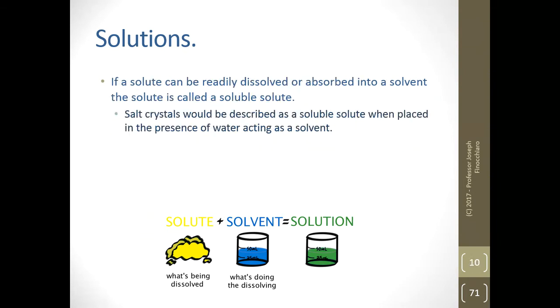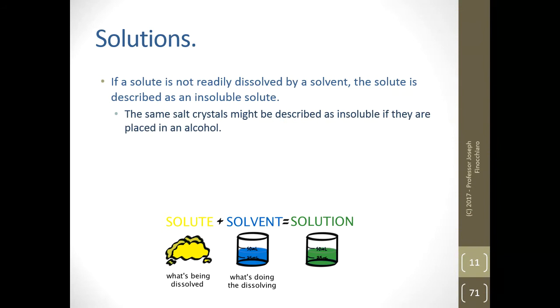If a solute can be readily dissolved and absorbed into a solvent, we call it a soluble solute. Salt crystals would be described as a soluble solute when placed in the presence of water, which is acting as a solvent. If it's not readily dissolved, the solute is insoluble. The same salt crystals might be described as insoluble if they are placed in alcohol. They will not blend as easily.